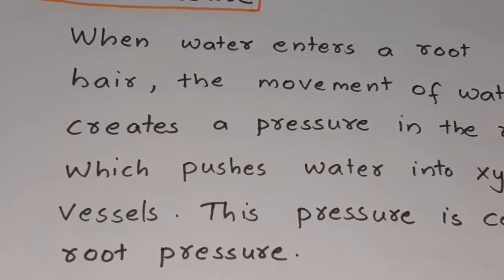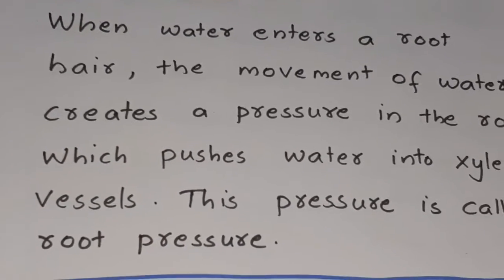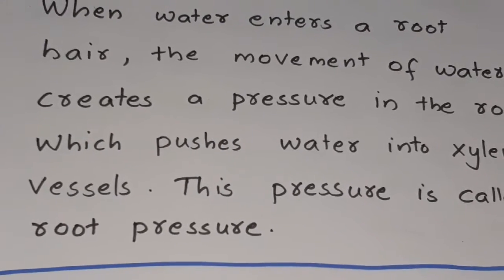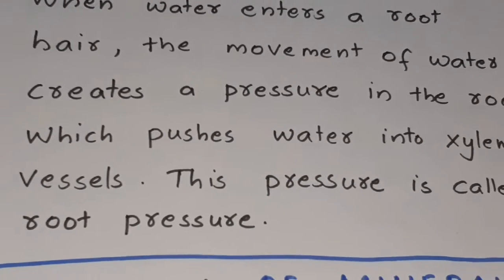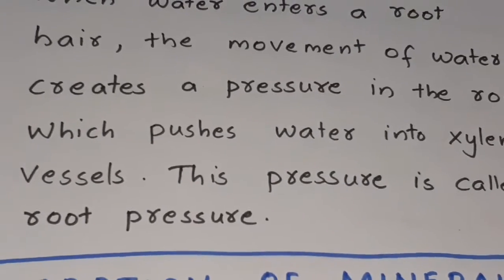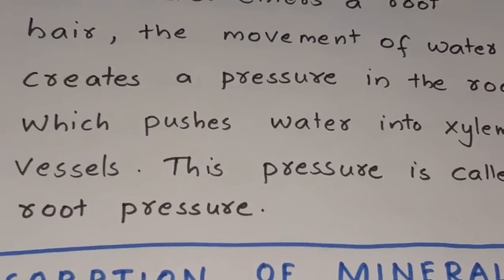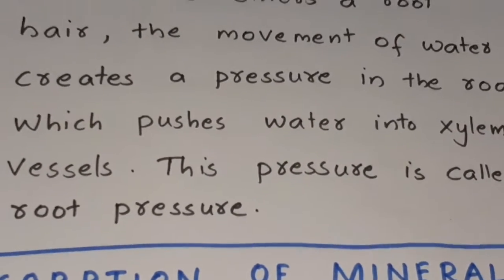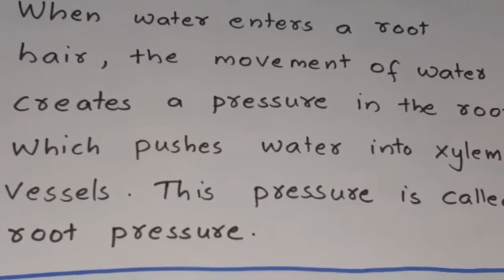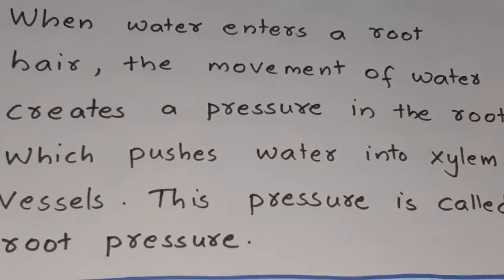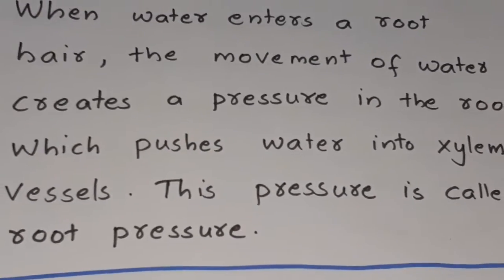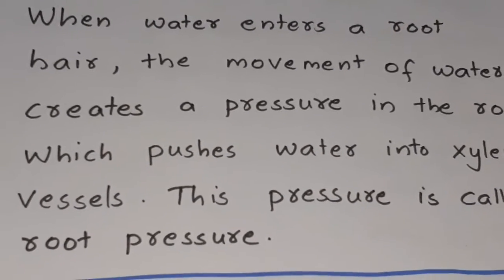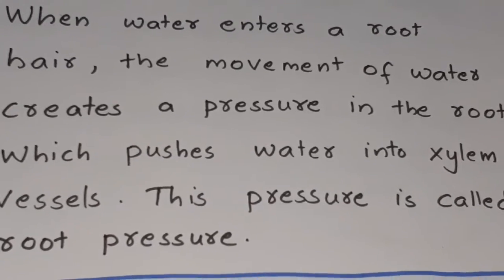We'll see that. When water enters a root hair, the movement of water creates a pressure in the roots. From higher concentration to lower concentration, when the water is moving, it creates a pressure in the roots, which pushes water into the xylem vessels. This pressure is called root pressure. When the water is entering inside the root hair cell, that pressure will push that water into xylem vessels. Xylem is carrying water from roots to leaves. So this is how the water is entering into xylem vessels.